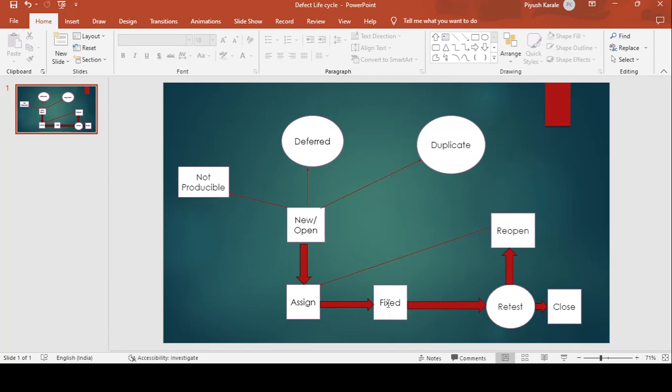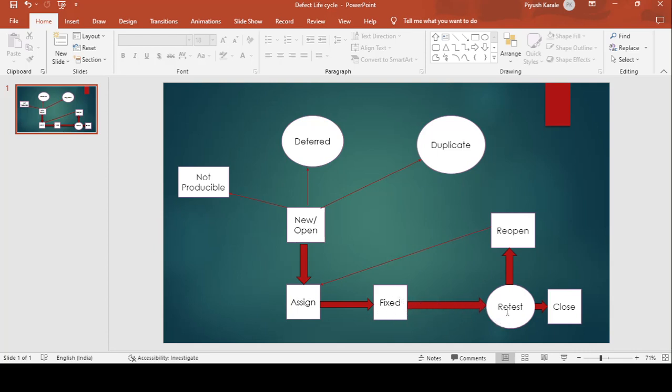Then the developer first checks whether the defect raised by the tester is really a defect or not. If he feels that yes, it is a defect, then he fixes that defect. That means he makes the necessary changes in the coding and fixes the defect, and he sends it back to the tester.